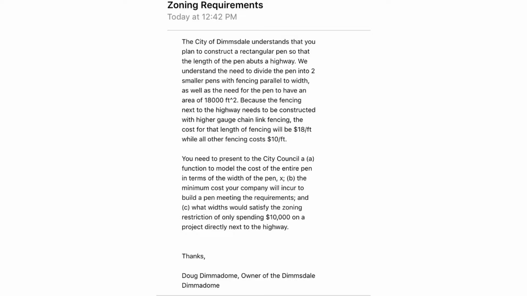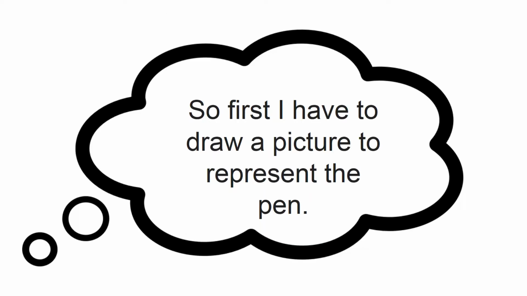You need to present to the City Council a function to model the cost of the entire pen in terms of the width of the pen, X, the minimum cost your company will incur to build a pen meeting the requirements, and what widths would satisfy the zoning restriction of only spending $10,000 on a project directly next to the highway. Thanks, Doug Dimmadome, owner of the Dimsdale Dimmadome.